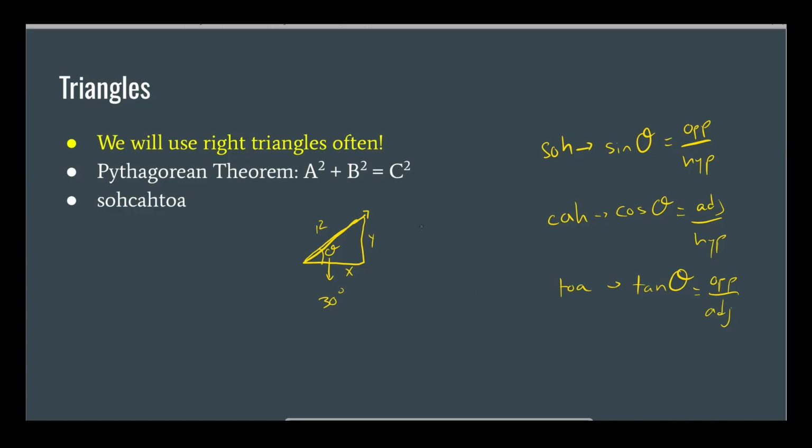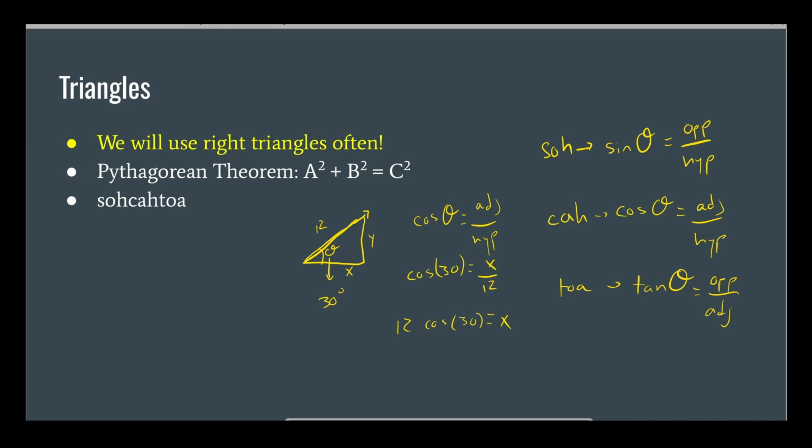So what we would do here is say, okay, I know that cosine of theta is equal to adjacent over hypotenuse. For this case, we have cosine of 30 is going to be equal to, let's just call it x over 12. And then to rearrange this, I could do 12 cosine 30 is equal to x. And then from there, it's a pretty simple mathematical operation.